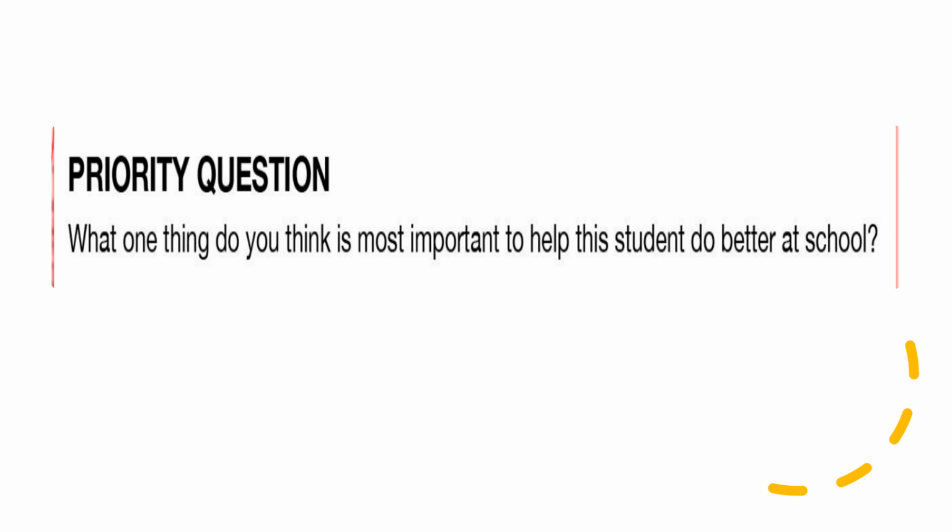Last, teachers are going to complete this priority question. What one thing do you think is most important to help a student do better at school? It's meant to be open-ended, and it allows us to collect multiple perspectives if we're having multiple individuals fill this out. It can be something as simple as reading, or maybe the teacher writes a sentence and they have a couple things, but we're really trying to get them to pinpoint 1 or 2 things that they feel would be really important for this student.